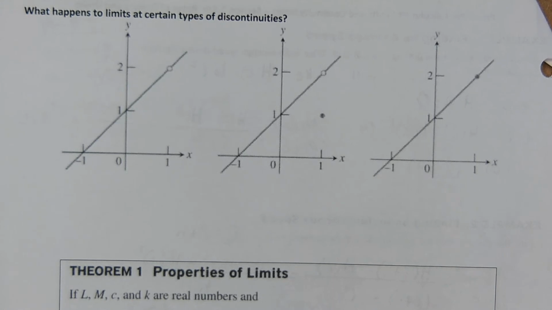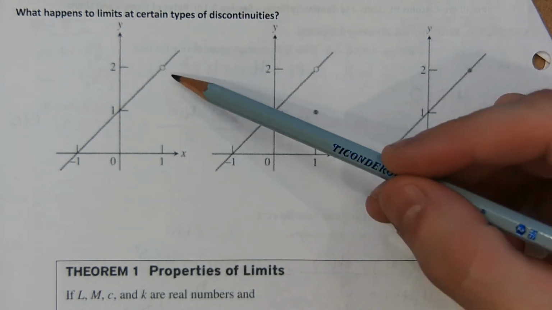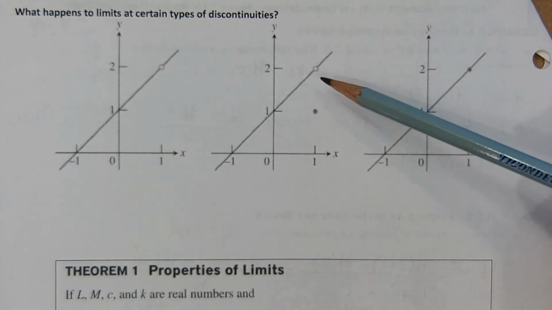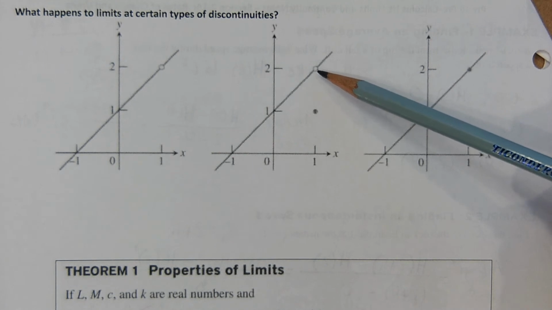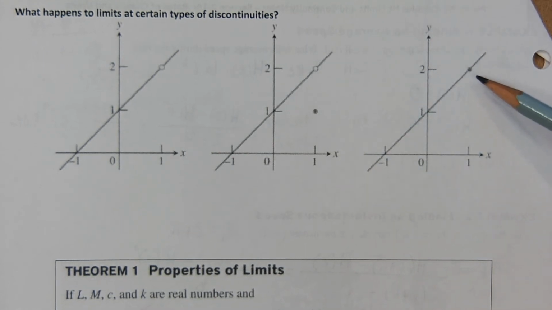So here I've got 3 different pictures of almost the same function. Okay? And what we're talking about is what's happening to our limits as we get close to certain types of discontinuities. You see right here, I have a hole in my graph. Right here, I don't have a hole. Instead, I have a removable discontinuity that has come down here. And then right here, I just have a straight line without a hole at all, no discontinuity whatsoever.